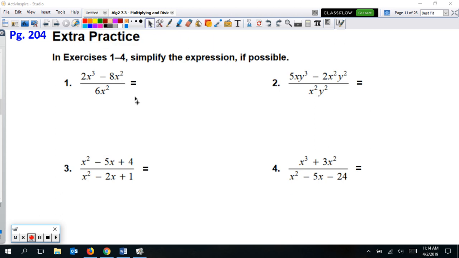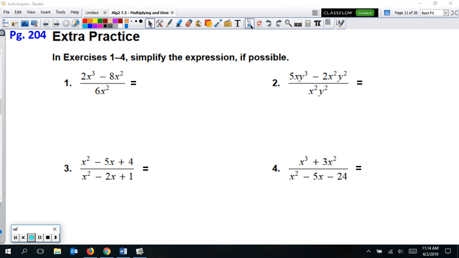Okay, so here on page 204 now, in your extra practice, we're going to simplify the expression. It says if possible. It could be possible that it's already reduced, but these all need to be simplified. So what we need to do with these 1 through 4 is make sure that everything is in its prime factored form. If you have a monomial, there's nothing we can do to factor it, but if you have more than one term, like a binomial or even a trinomial down here, we want to factor these and get them into prime factored form.